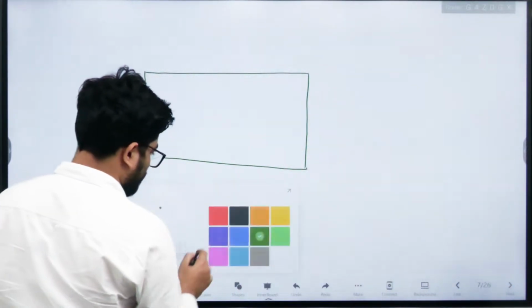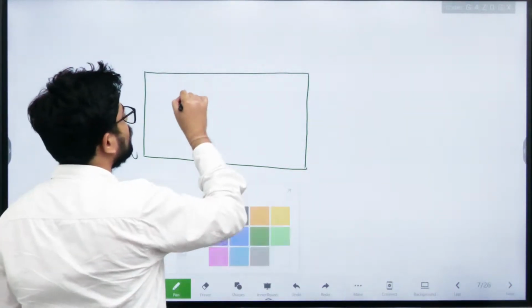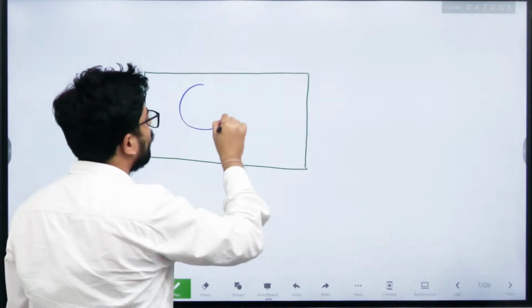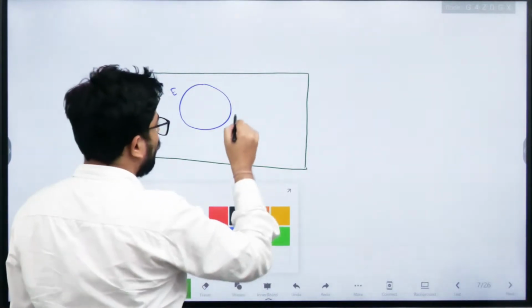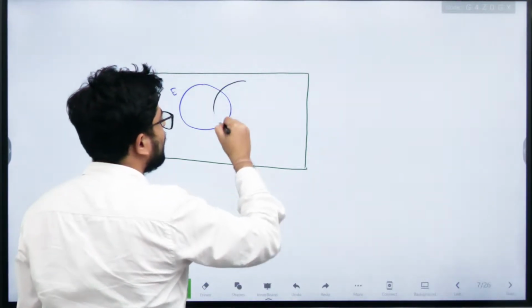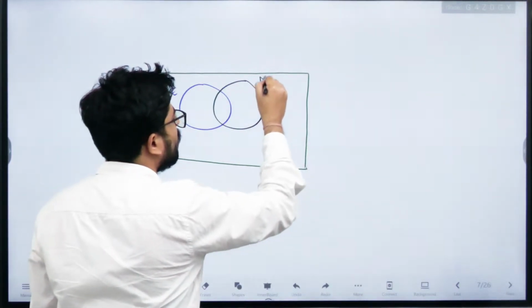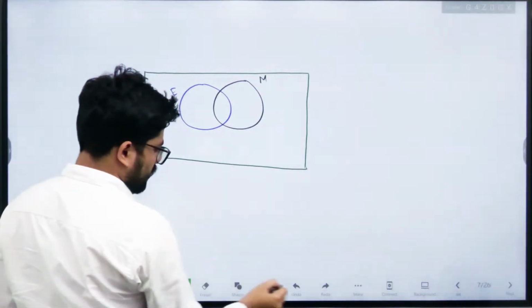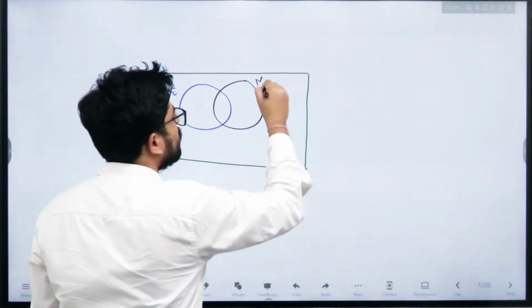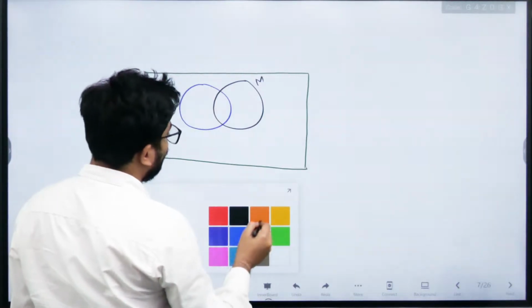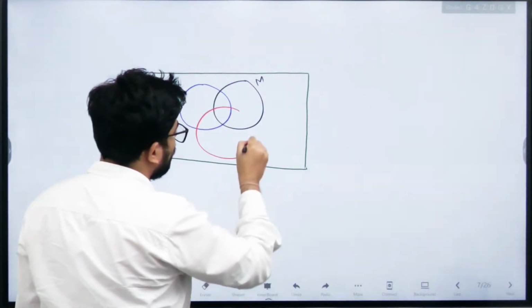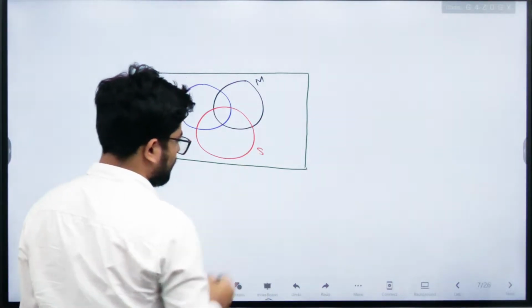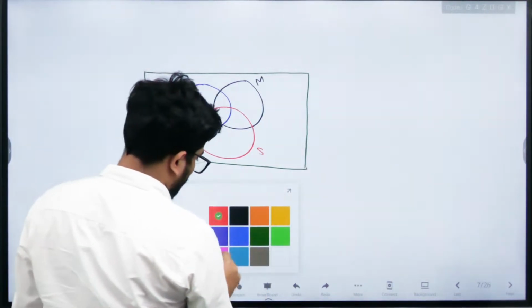So let's draw three circles here. One for English, one for maths, and one for science. Got it?